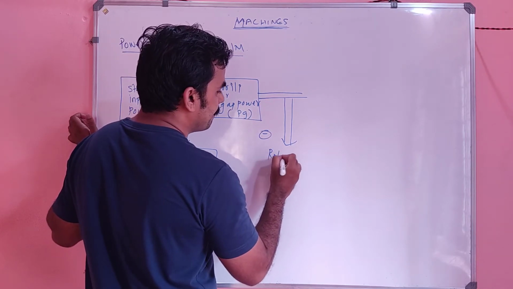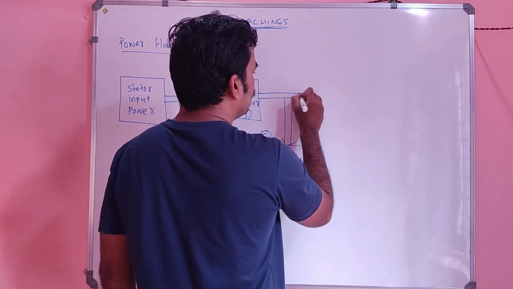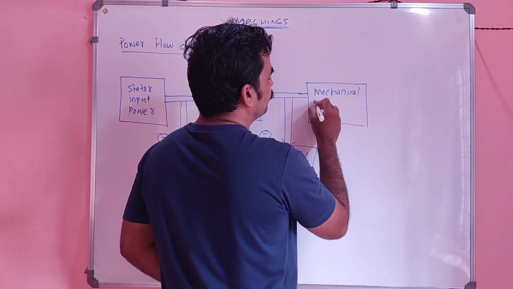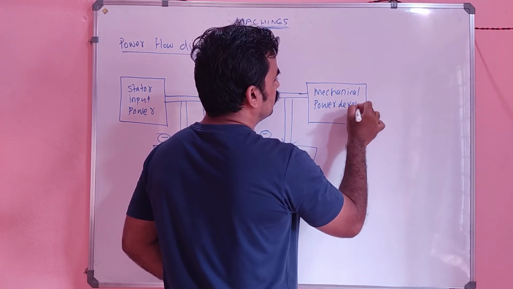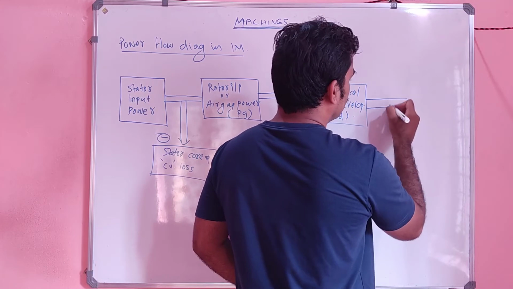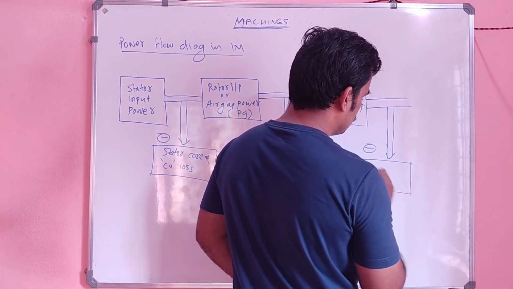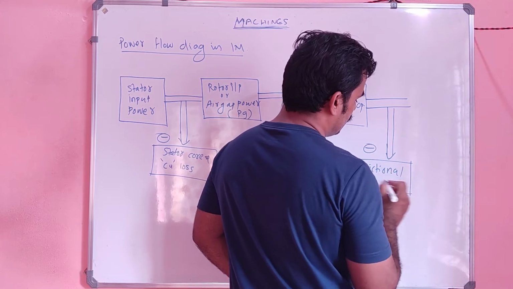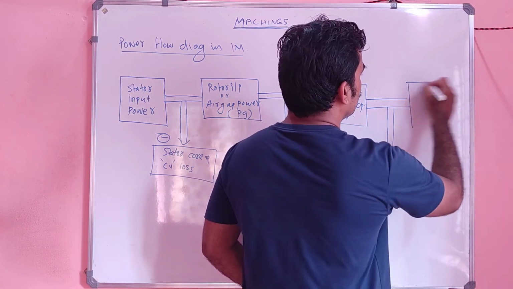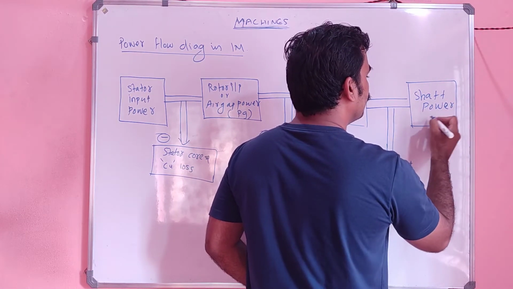Minus rotor copper loss will be the mechanical power developed, PMD, and again minus frictional and windage loss will give you the value of shaft power or useful power.